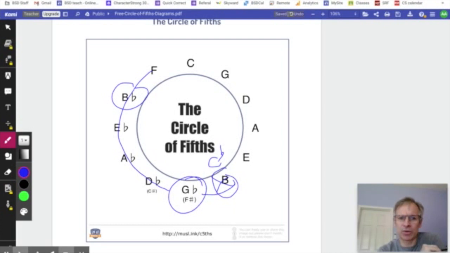So I hope this was helpful for you. Future lessons are going to show you how you can build your own circle of fifths. If you understand this concept and you use it, you'll play a lot fewer wrong notes because you'll have a better understanding of what it means to be in a key.